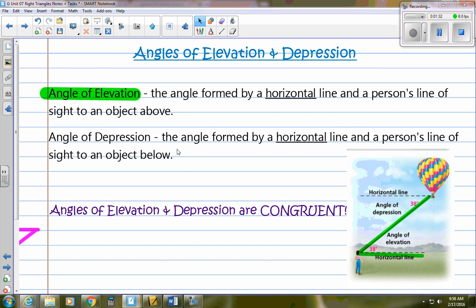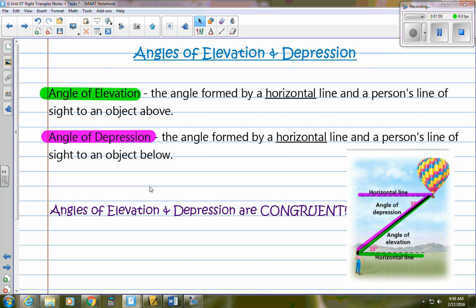On the other hand, an angle of depression is the angle formed by a horizontal line and a person's line of sight to an object below. So the person in the hot air balloon, if they're looking down to the ground, that would be an angle of depression. So if you find a horizontal line and you're looking down to get to the other side of your angle, then that would be an angle of depression.